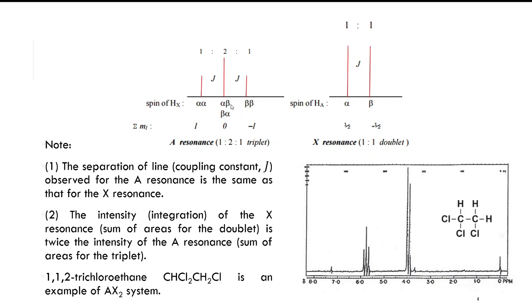So you have the alpha alpha, beta beta, and alpha beta is going to be twice as large, and then you have here this one proton. Okay, and so you have here a doublet and you have here a triplet. So that's the A resonance, and you have here the X resonance.